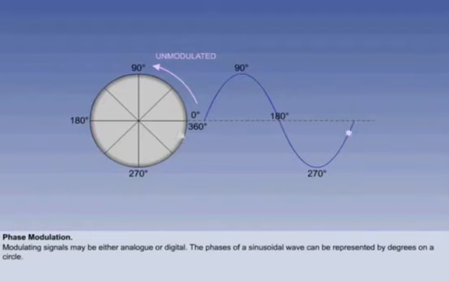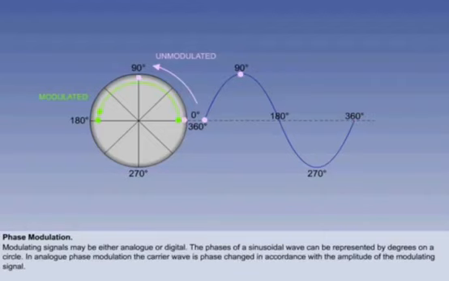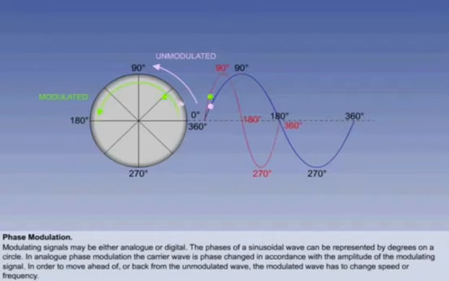With analog phase modulation, the phase of the signal is modulated, that is, the rate, the speed at which the point moves around the circle, is changed. In our example, the modulated signal has now reached 180 degrees on the circle, whereas the unmodulated signal would still be at 90 degrees. To achieve this, it is necessary to change the frequency of the signal for a short time. For the modulated signal to reach the 180 degrees phase in the same time as the unmodulated wave reaches 90 degrees, it must go quicker, that is, its frequency increases.